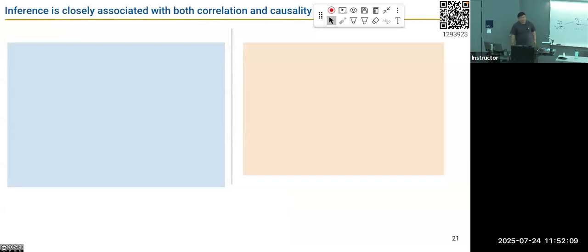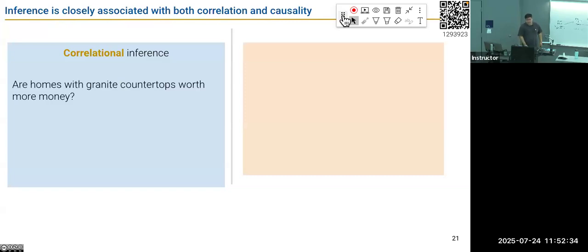All right, we're going to focus on inference for now. Predictions we have done for the past couple of weeks. So let's talk about inference. Even inside inference, there are a couple of categories. There's something called correlational inference. This is inference that studies the association of two factors. Things like, are homes with granite countertops worth more money? Do people with college degrees have higher lifetime earnings?